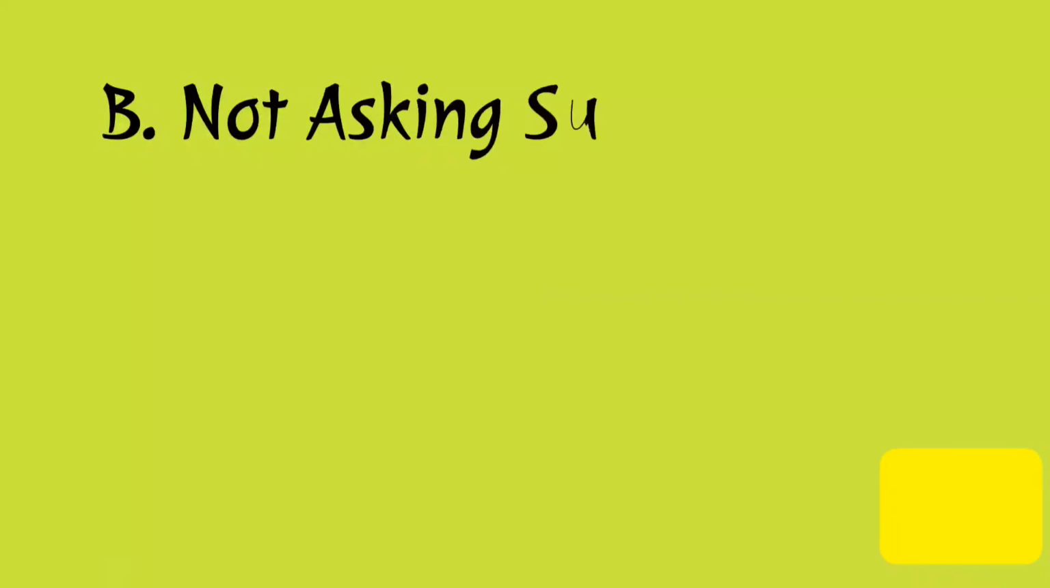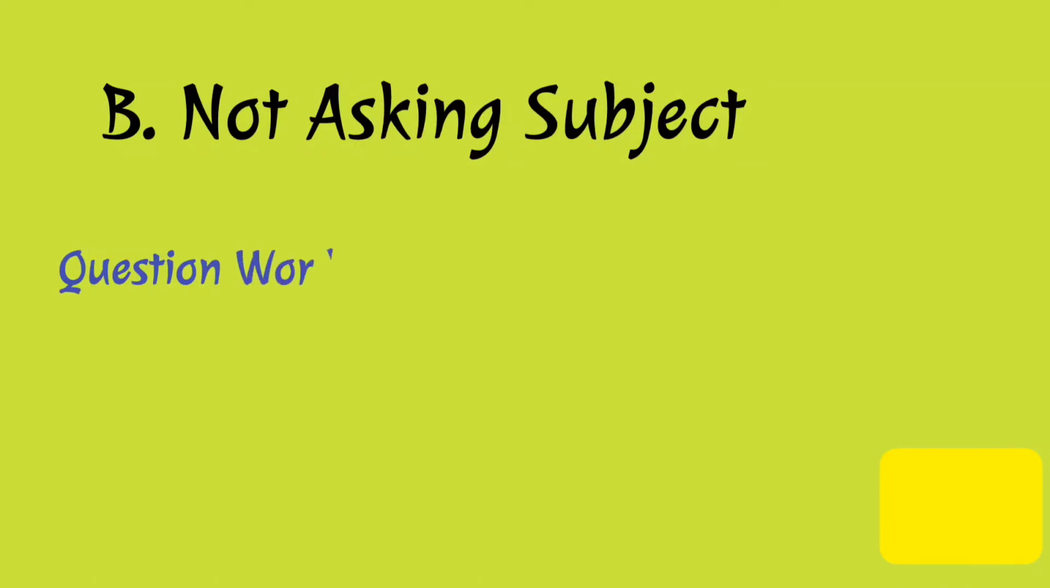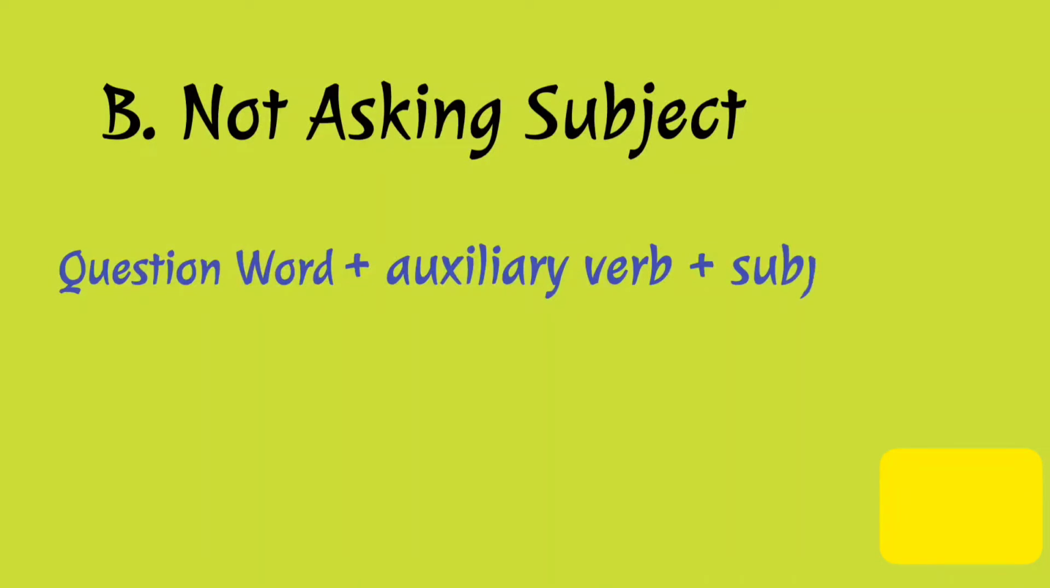So now let's see another part, part B. It is not asking the subject. So anytime you want to make a question whose answer is not the subject, we must follow this pattern. The first is the question word, and then after that is the auxiliary verb plus the subject and the rest of the sentence.